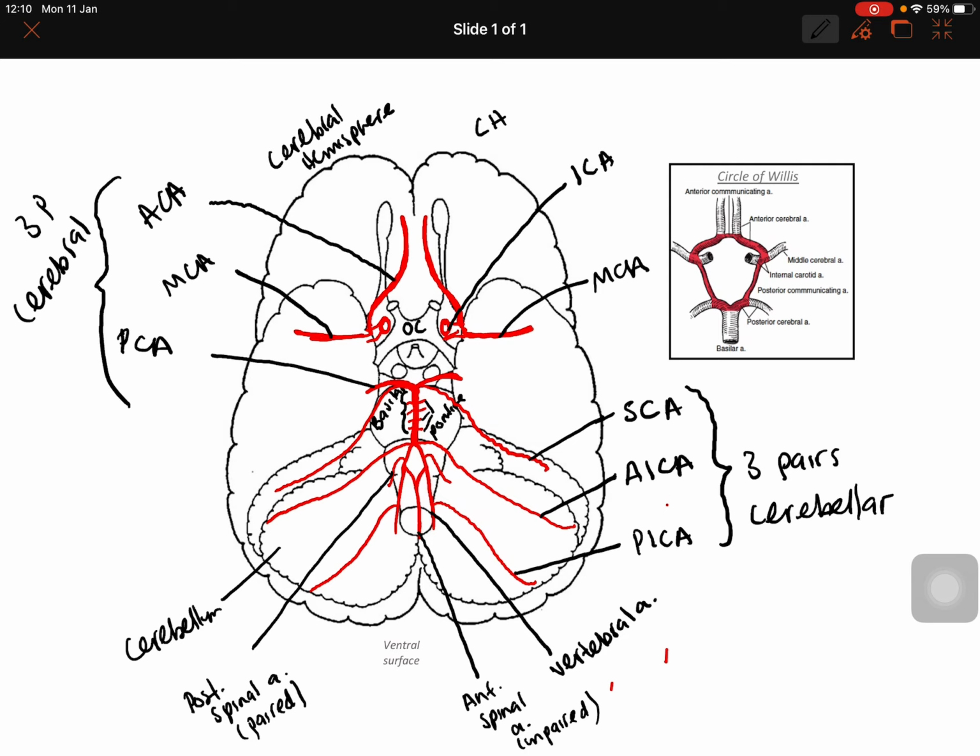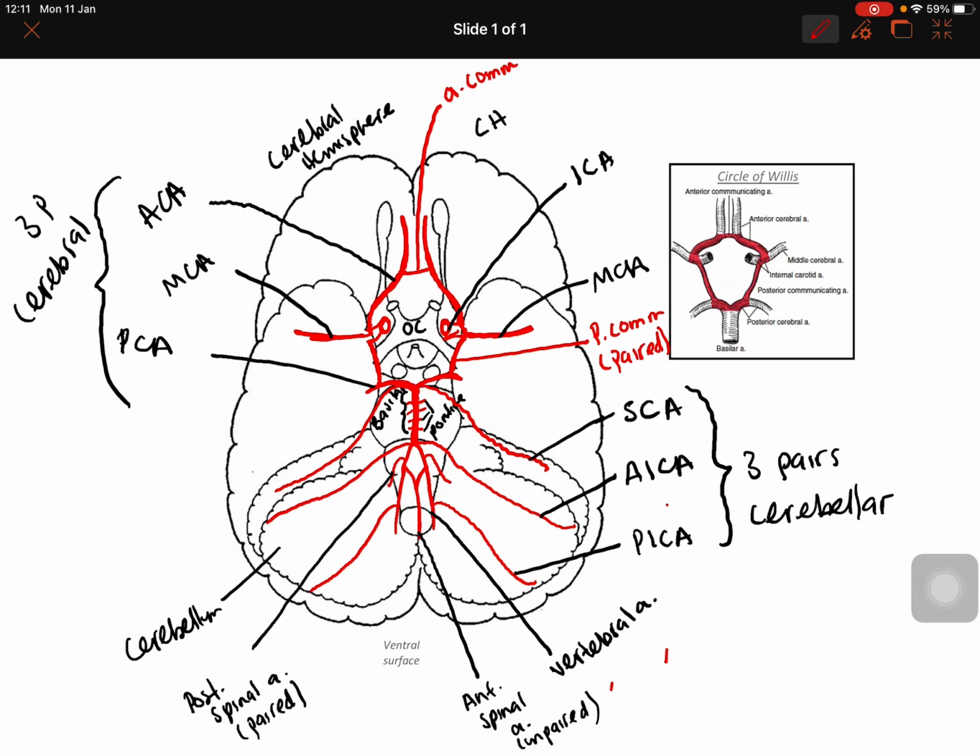Lastly, we're going to close off the system to create our circle of Willis. Let's draw those communicating branches. Communicating between the internal carotid artery, or that junction between internal carotid and MCA, and the PCA, we have paired posterior communicating arteries. Let's call them PCOM, and they're paired. Connecting the 2 anterior cerebral arteries, we're going to have the anterior communicating artery. Let's call it ACOM.